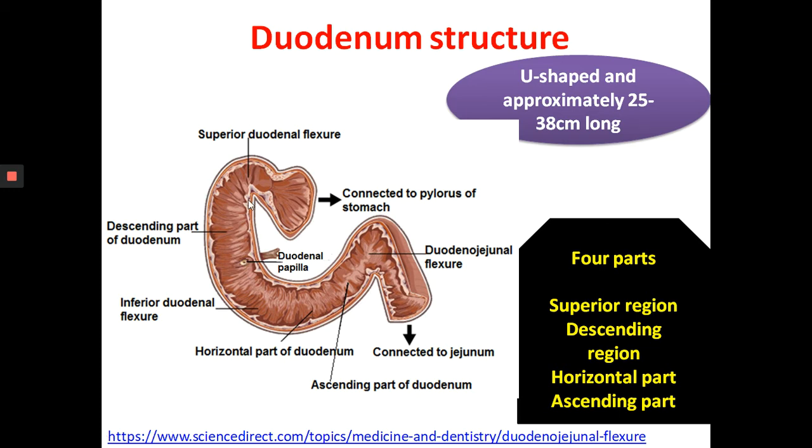Then horizontal or transverse region. This is a horizontal or transverse region. The largest section of the duodenum, 10 to 12 centimeters long, and the main area of mineral absorption taking place here. Then ascending region, small area, slightly upwards into the abdominal cavity before connecting to the jejunum at the duodenojejunal flexure, this bending.